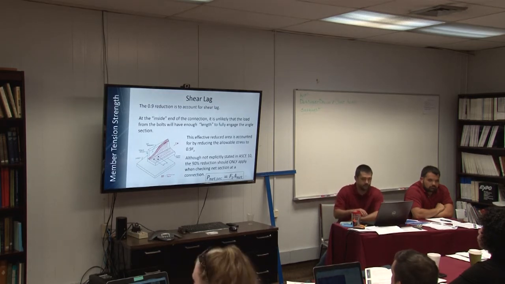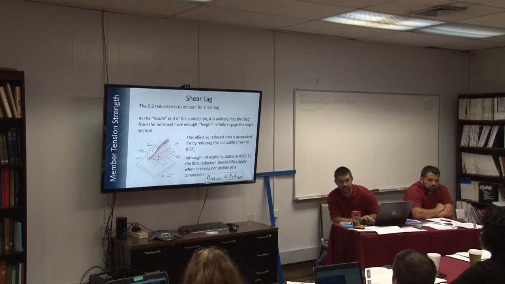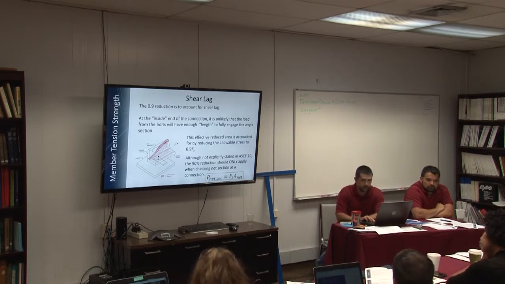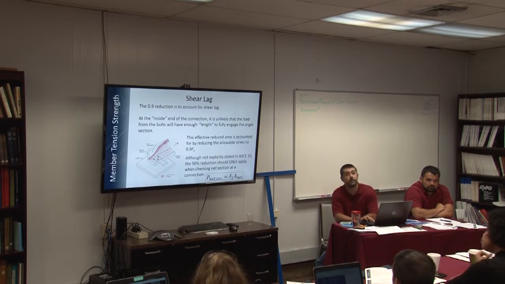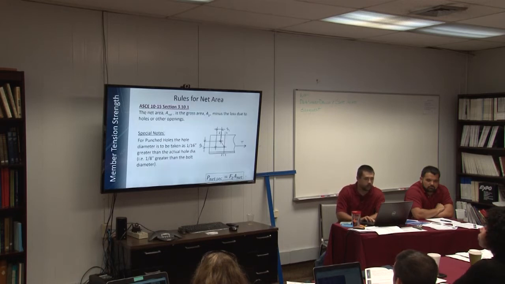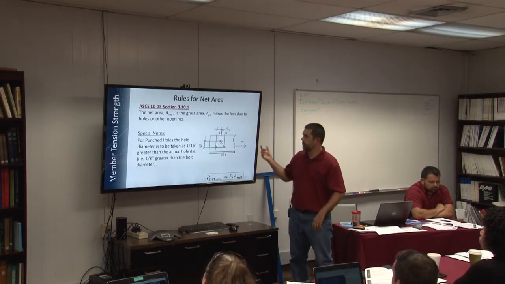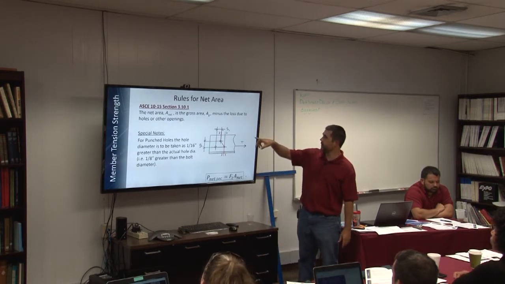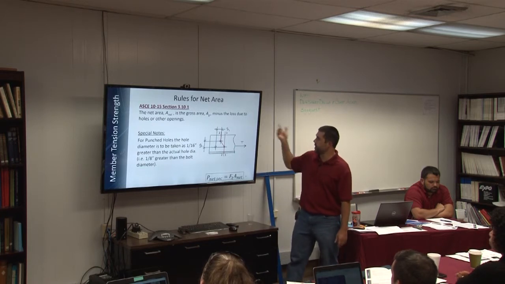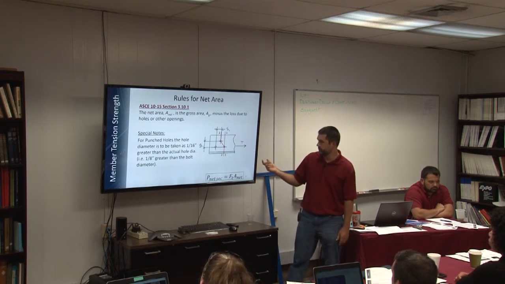That section's always going to be at a joint where the bolt is. It's going to be where you have holes, yes. Absolutely, it's always going to be your weak link location, right? But it may not be at the end of the member. It may be somewhere else. But you're right. So part of where this can get complicated is that the net area is nothing more than the gross area minus the loss due to holes or other openings.